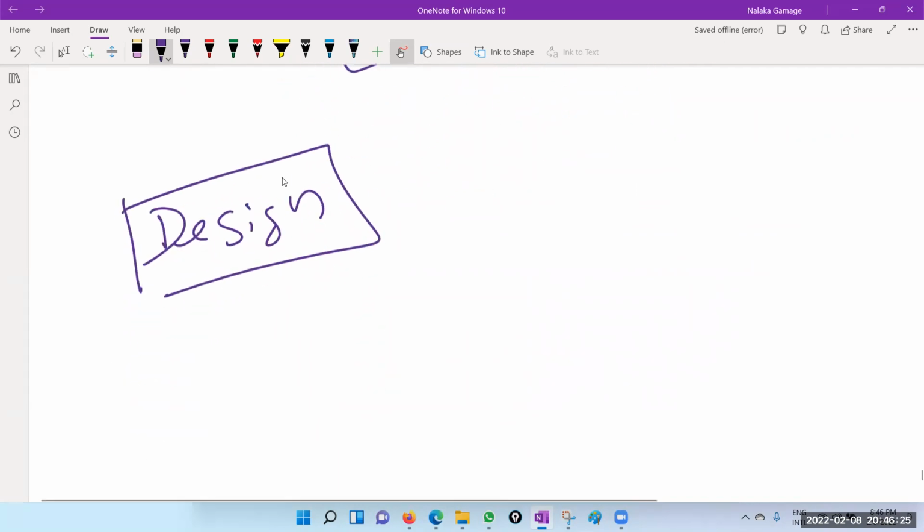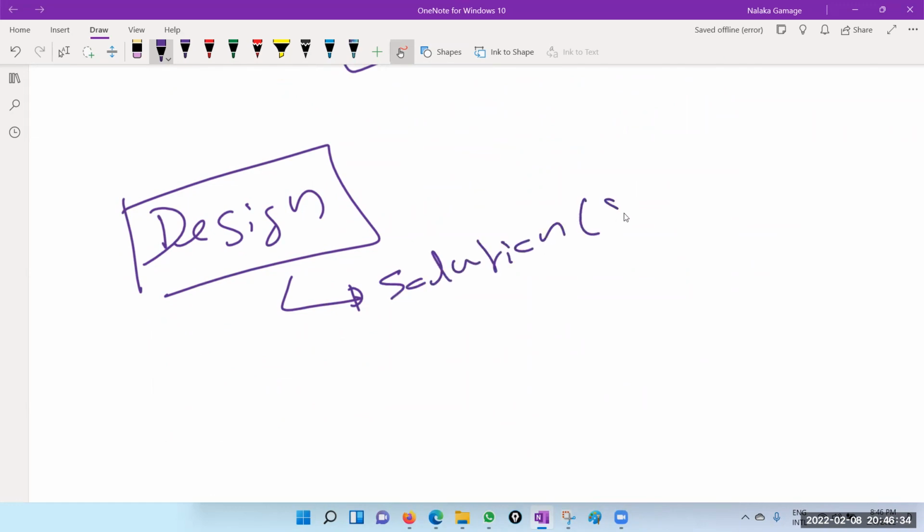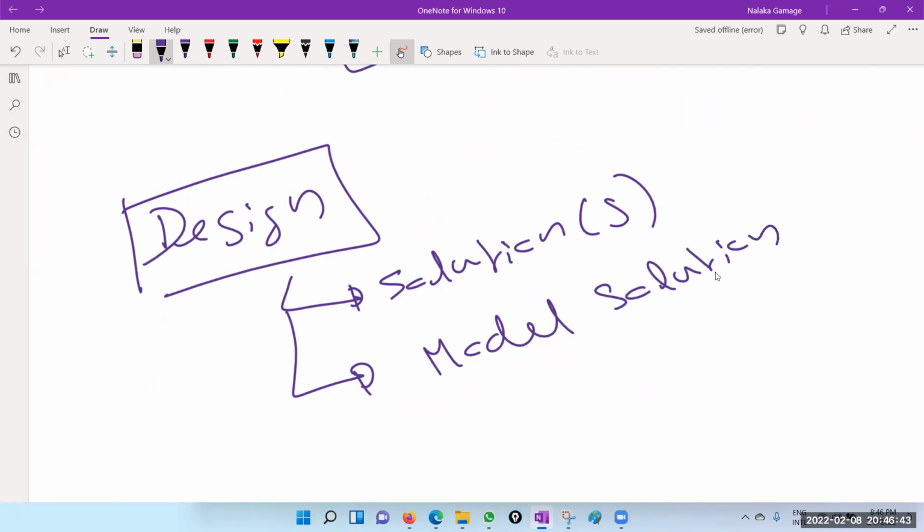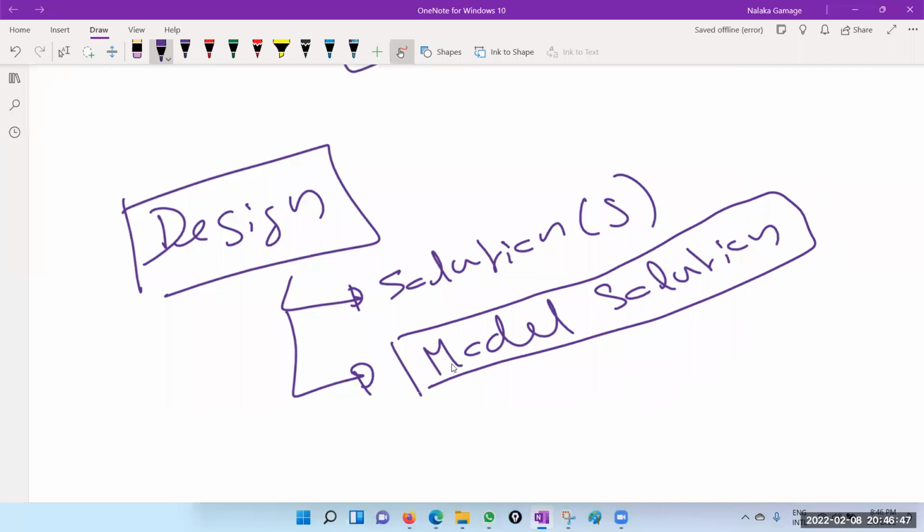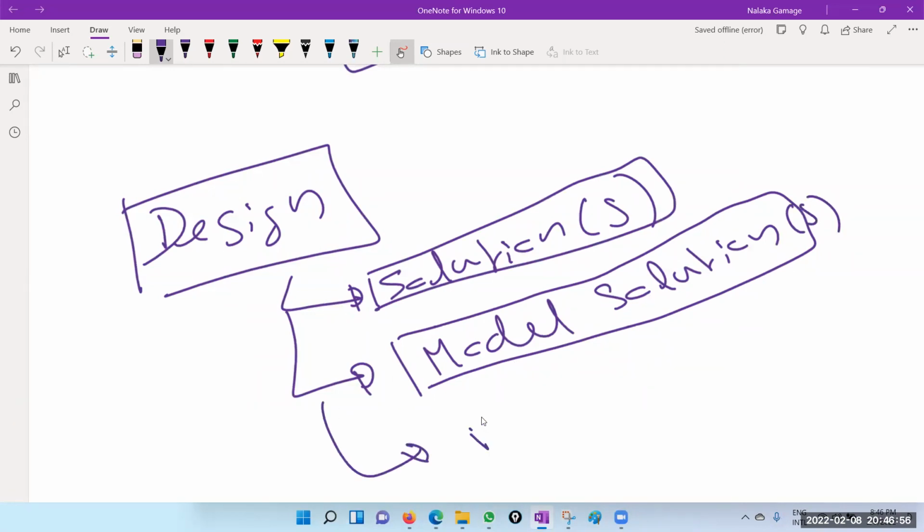So designing means you first come up with a solution or a set of solutions, then you model the solution. Model the solution. This is the main part of designing. So we have to come up with solutions, we have to model the solution, and also we have to evaluate solutions.